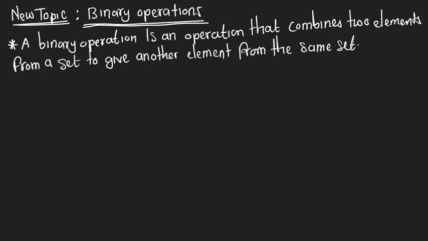A binary operation is an operation that combines two elements from a set to give another element from the same set. In other words, if you have a set of real numbers, if you create an operation between two elements from that set, what you produce should be a member of all real numbers. If you get two students from set A, you make an operation amongst the two students. What you must produce is a student and he should be a member of the set where you got those two from the beginning.